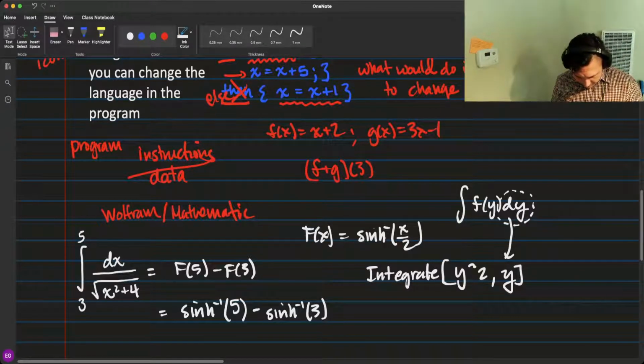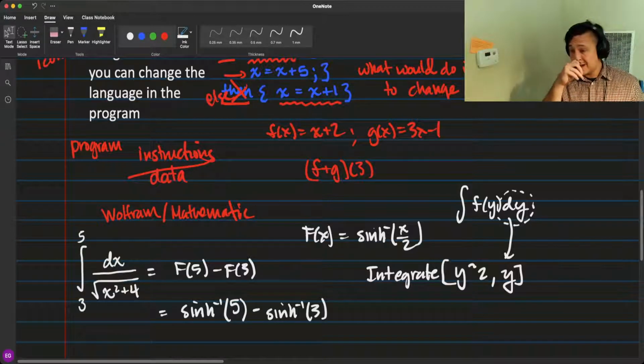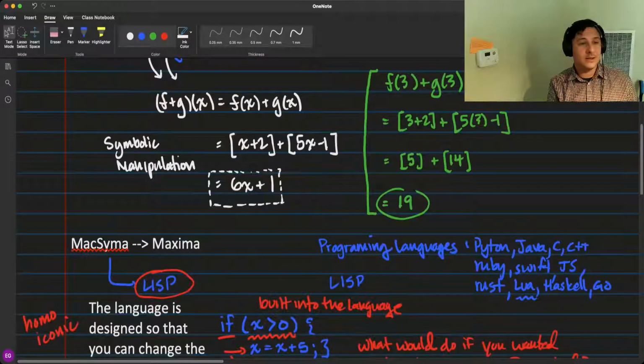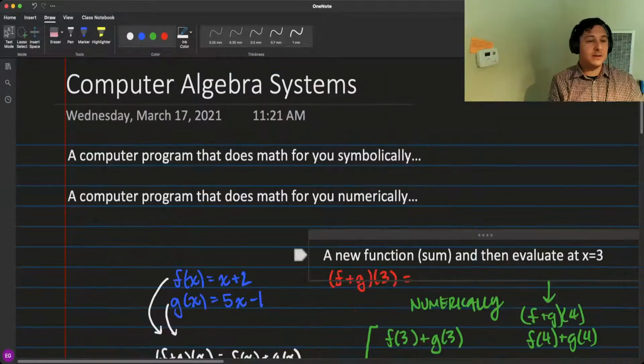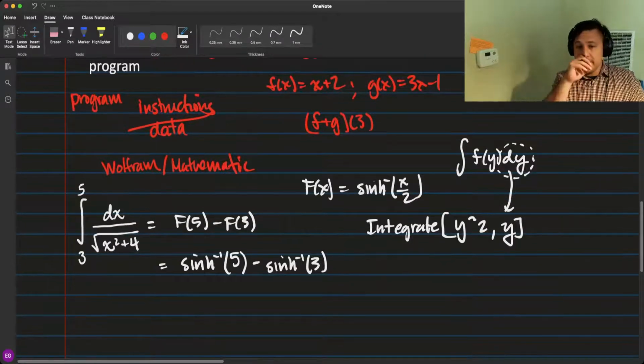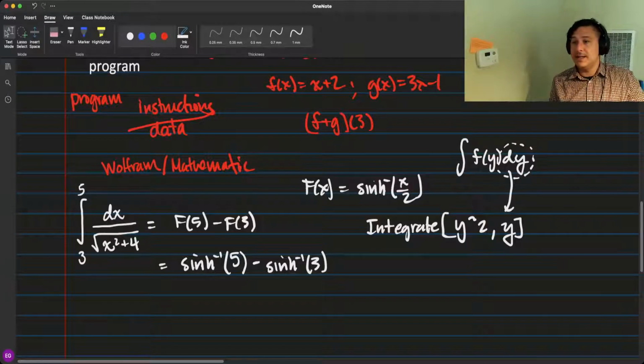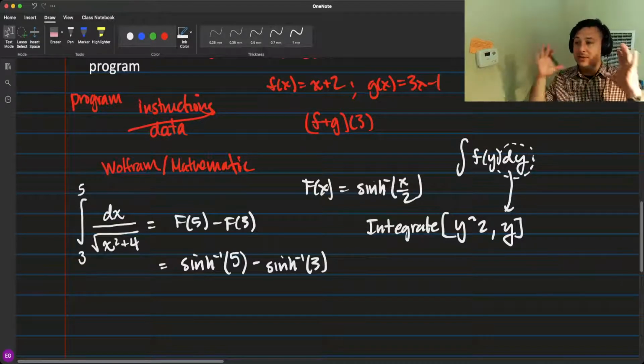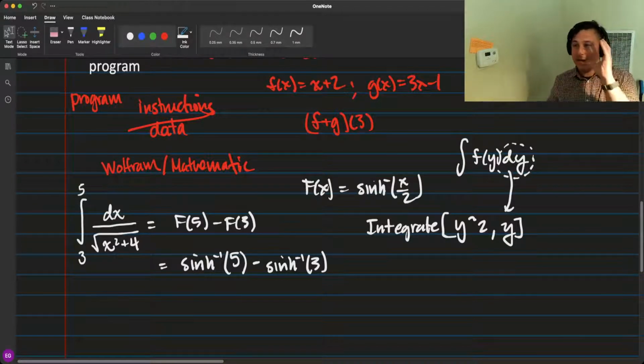Alright. We're gonna move away from here. Actually, I guess I'm going to say one more thing. Wolfram is really impressive because it actually figures all this out symbolically. It doesn't just give you a number answer, it gives you symbols. Like, hey, the antiderivative of this is this formula.